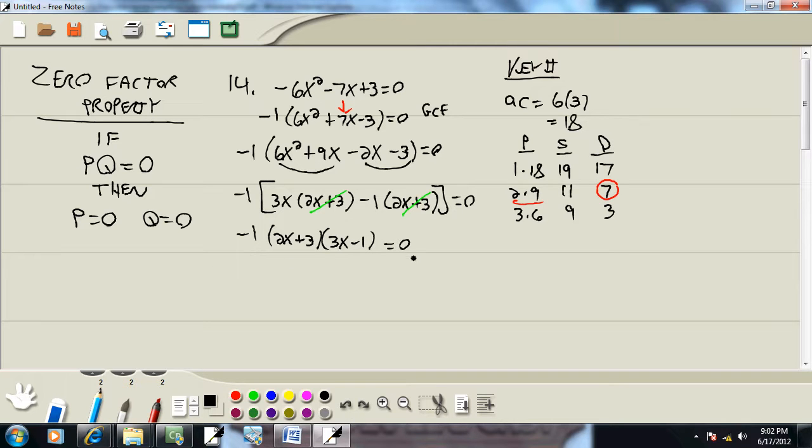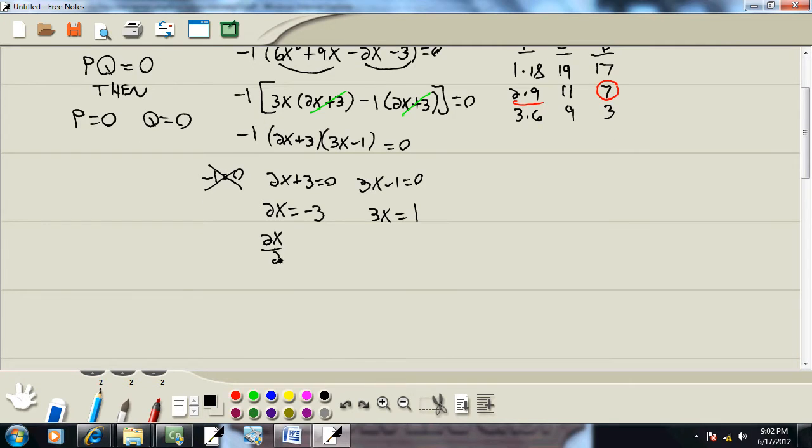Now, we've got 0 on one side, and the other side is completely factored. If I set the negative 1 equal to 0, I'm solving for x, that doesn't go anywhere. You can cross that off. You never set numbers equal to 0 in this particular situation. We'll set each factor equal to 0, so I'll set 2x plus 3 equals 0, and I'll set 3x minus 1 equal to 0. Then to solve these, take the 3 to the right side, it becomes a negative 3. Take the negative 1 to the right side, it becomes a positive 1.